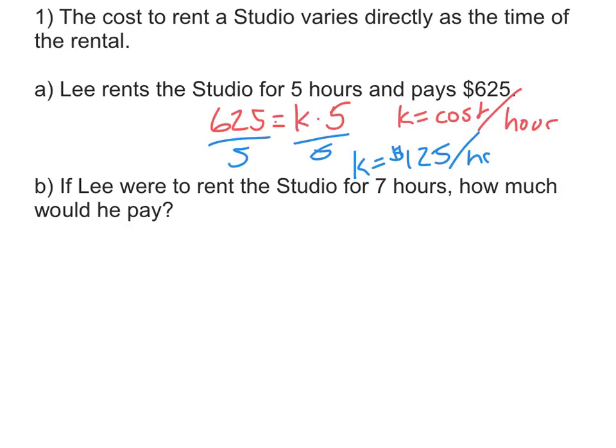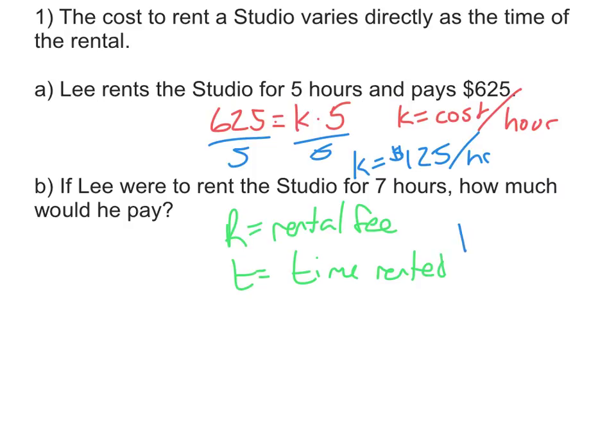And we can actually come up with an equation here. If I want you to use R to represent the rental fee, and then I'll use T for time rented, well, we know that the rental fee is however much the cost is per hour multiplied by the time. And we now know that the cost per hour is 125. So we have this formula, R equals 125T.